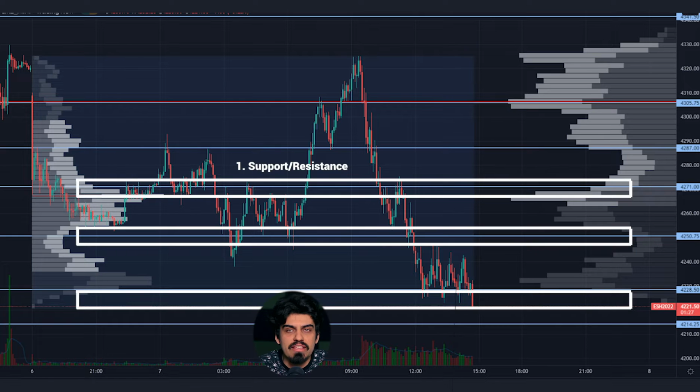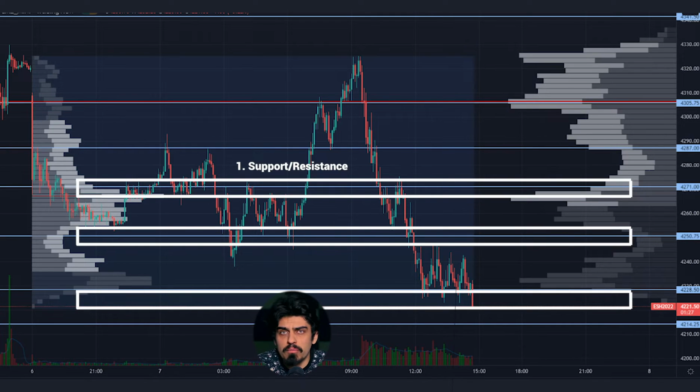Typically, these are found at the edges of bellies or the areas that you have a lot of volume, which encompass balance. Once a ledge is broken, right, you are going to see price imbalanced and price is going to try to balance again. So we're getting ahead of ourselves. We're going to talk about that very soon.